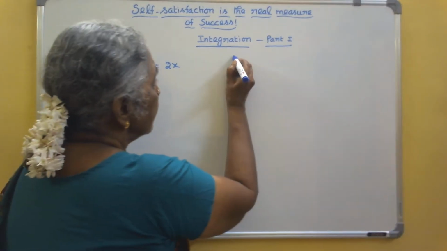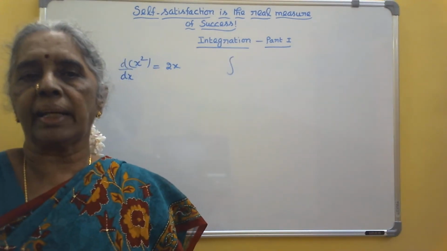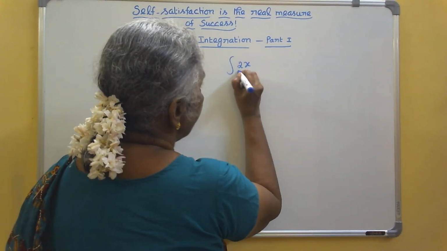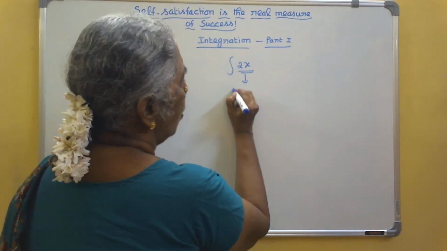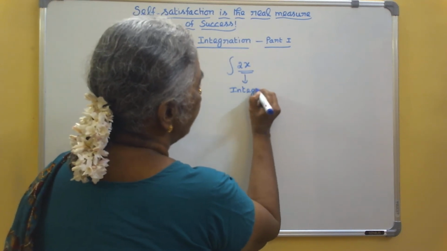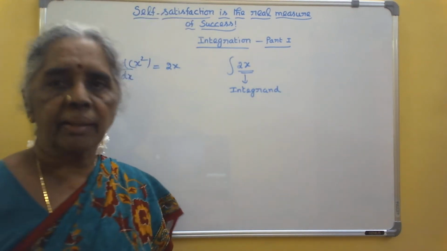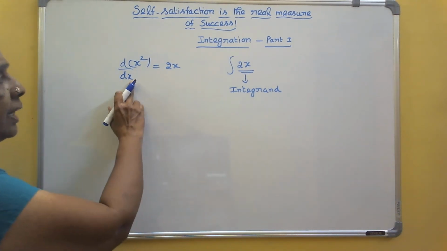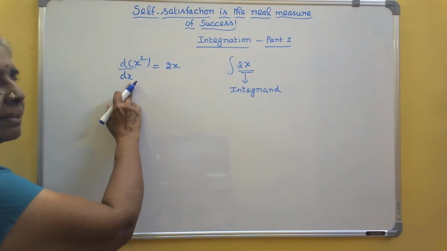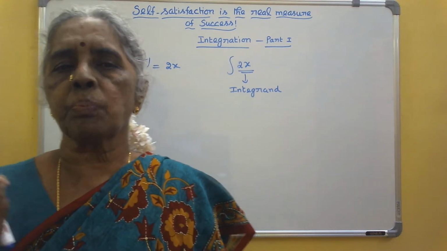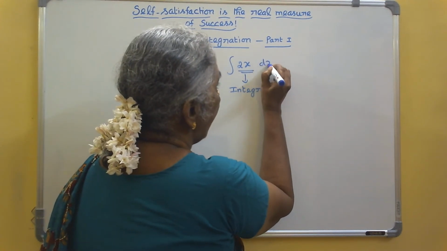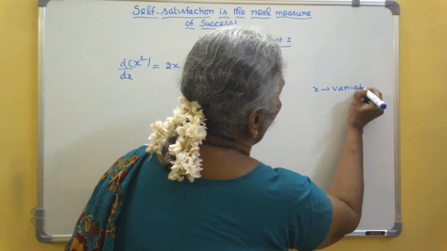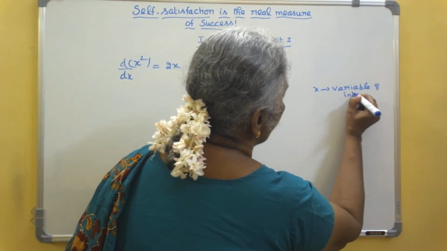Now, this is the symbol of integration. It is like an elongated S. Then, I will write what I am going to integrate, that is 2x. This is called the integrand, okay? Whatever you are going to integrate, that is called the integrand. Here you differentiated with respect to x, so you wrote no dx. Here you are going to integrate with respect to x, so here we have to write dx. That x is called the variable of integration, okay?